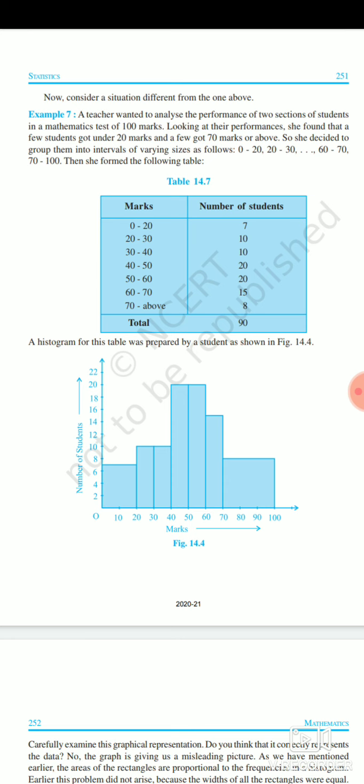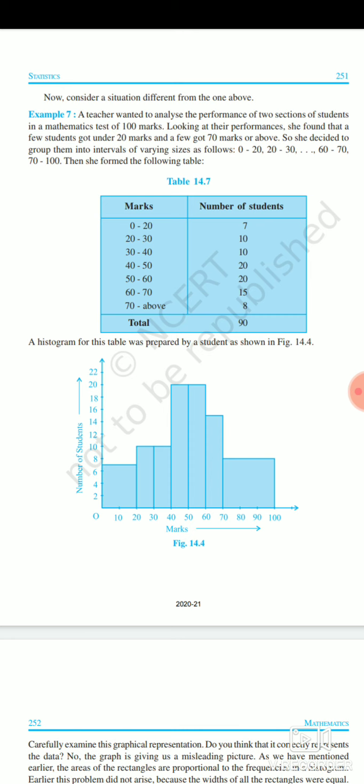You are going to divide your x-axis with each centimeter equal to 10, and on the y-axis the number of students up to a maximum of 20. So you may split your centimeter, 1 centimeter is 2 units: 2, 4, 6, 8, 10, 12 like that. Now from 0 to 20, the frequency is 7, so draw one rectangle. From 20 to 30 one rectangle, 30 to 40 one rectangle, 40 to 50 one rectangle, like that. For 70 and above, the total mark is 100, so 70 to 100 gets one rectangle.